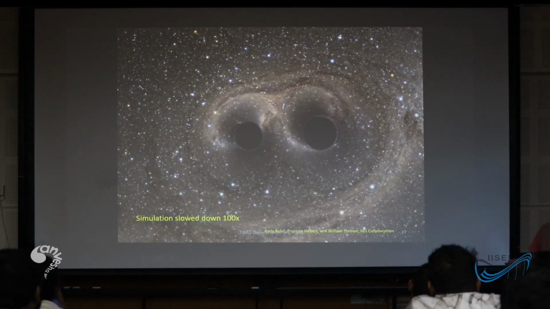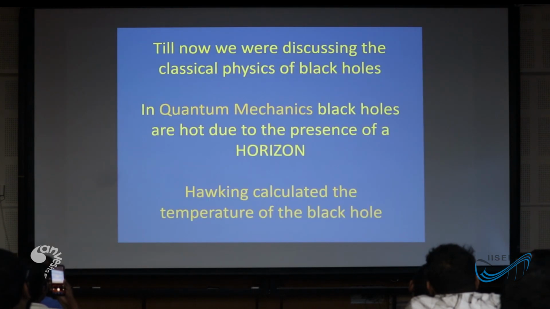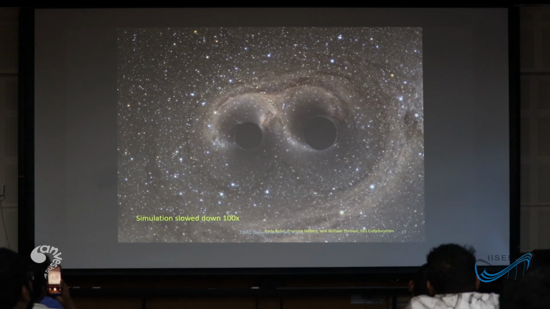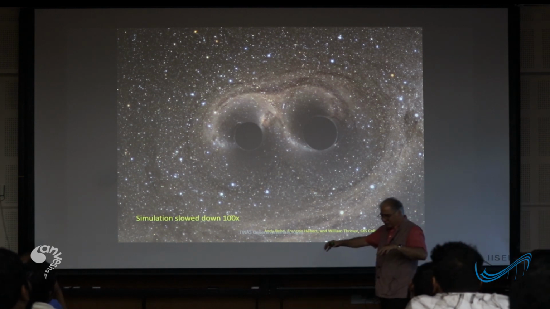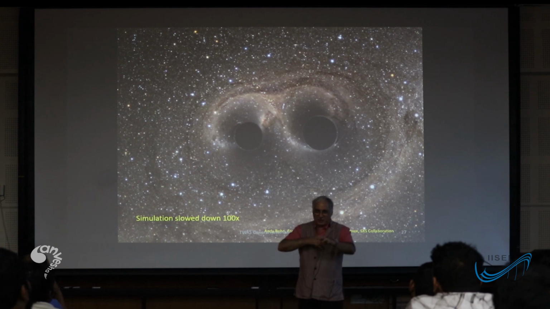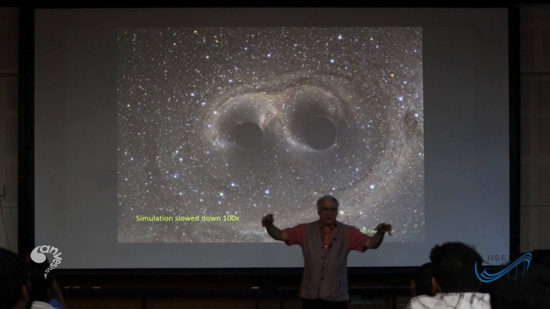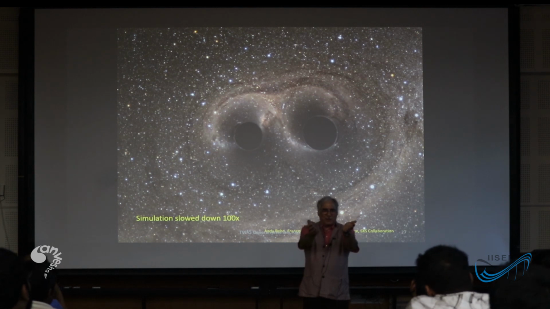Indirect evidence for black holes actually came a few years before. And this famous... What is happening? Oh, the animation is not working, looks like. Oh, so sorry. You see, this is basically two black holes, very big black holes, going around, circling around, emitting gravitational waves and then coalescing into another big black hole.